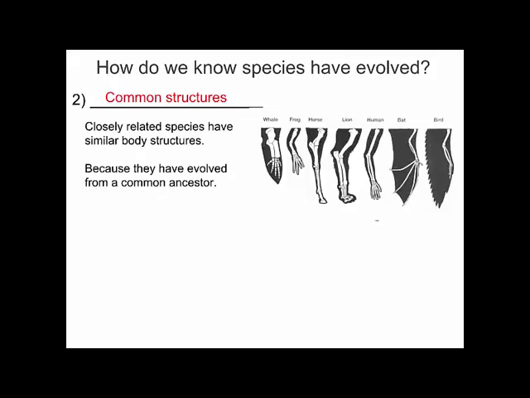We also could tell by looking at the structures that make up living organisms. If you look at the limbs of these creatures, a whale, a frog, a horse, a lion, a human, a bat, and a bird, now those sound like very different animals. But actually some of them are pretty closely related in terms of evolution. Look at the human arm. In our arm we have one upper arm bone, the humerus. We have two forearm bones, the ulna and radius.